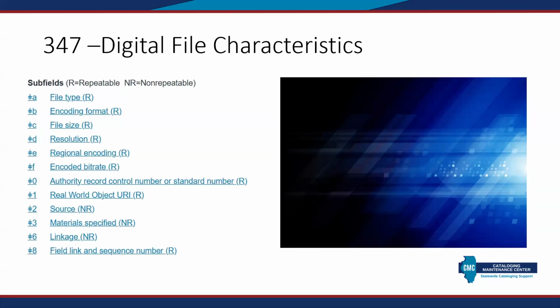Subfield B is the encoding format. It gets a bit more specific than the type. Here we can record whether a text file is a PDF or a DAT file, an image file like a JPEG or a PNG, etc.